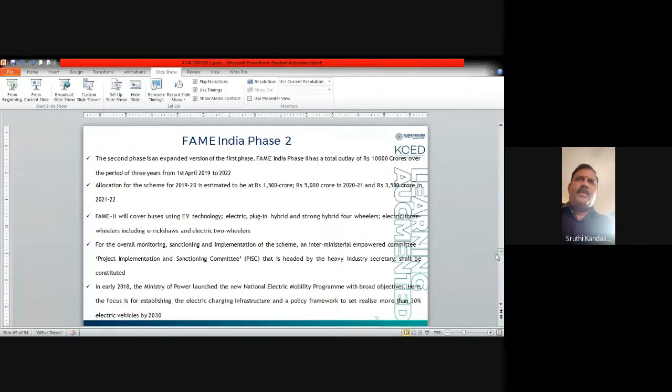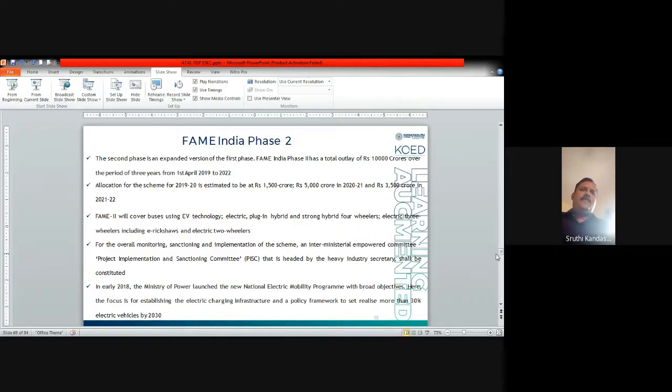So phase two is a higher investment. The second phase is an expanded version of the first phase, with an outlay of 10,000 crore over a period of 3 years, that is 2019 to 22. The allocation is 1,500 crore for 2019-20, 5,000 crore for 2020-21, and 3,500 crore for the last period, that is 21-22.